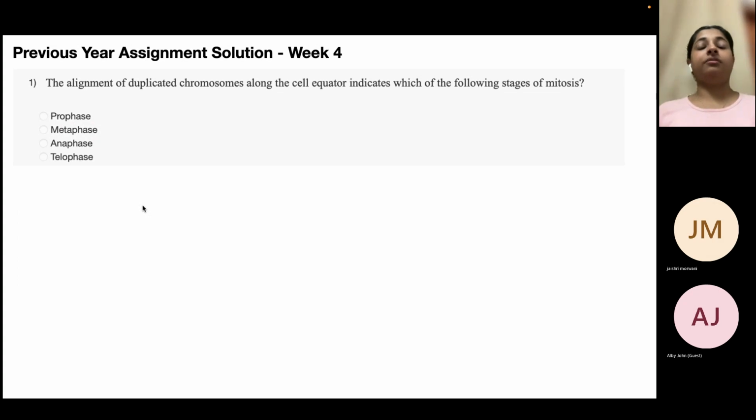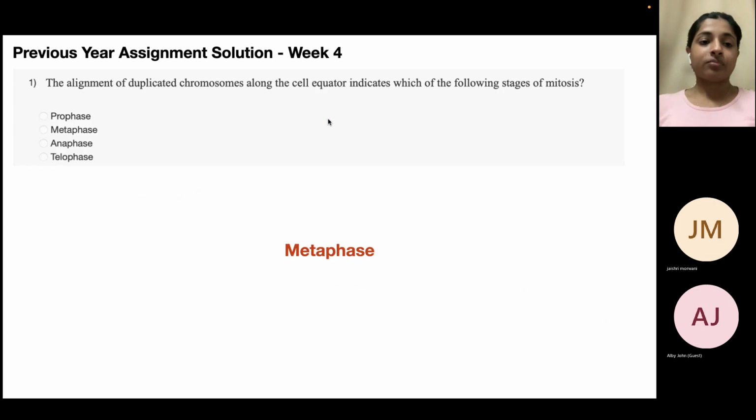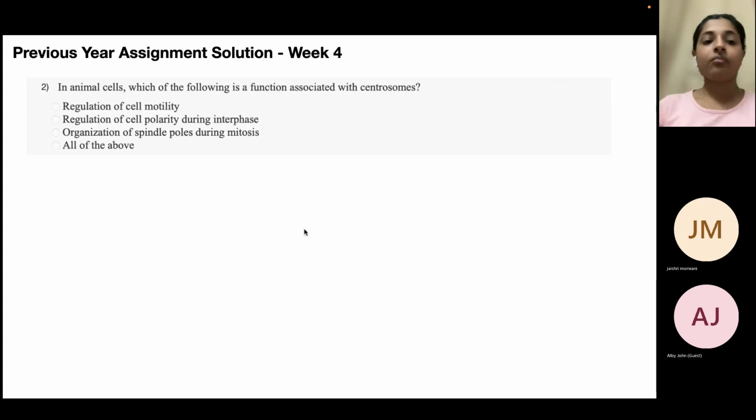So moving on, we'll look at the previous year assignment questions for week 4 of the course. The first question was, the alignment of duplicated chromosomes along the cell equator indicates which of the following stages of mitosis. This is what we've been looking at. There is interphase, and then by late prophase, the nuclear envelope is degraded, because of which the microtubules are now able to properly associate with the chromosomes. And here in the metaphase is where the chromosomes are properly aligned in the center of the cell. So the answer to this question would be metaphase.